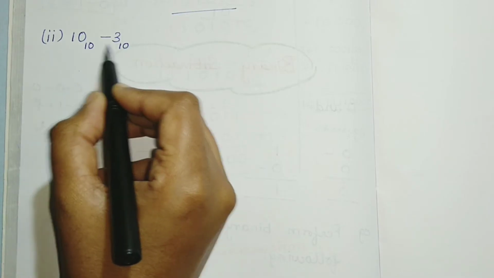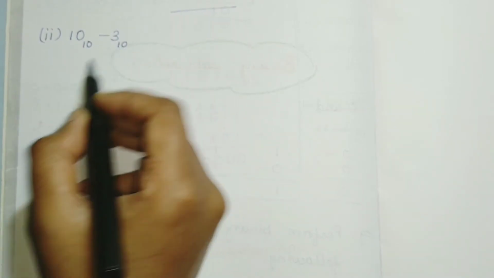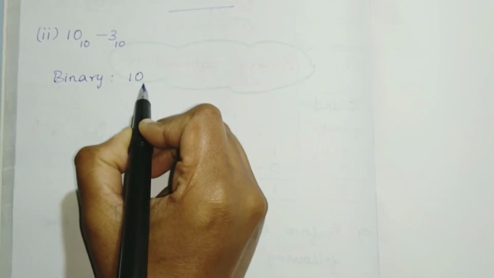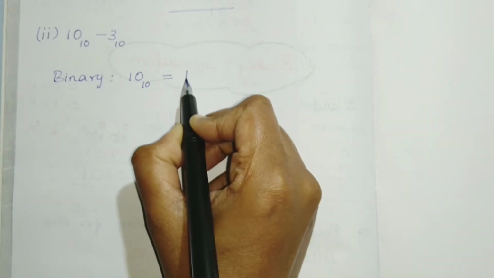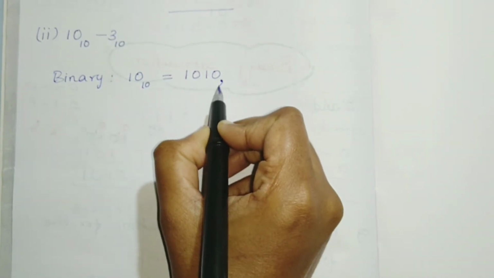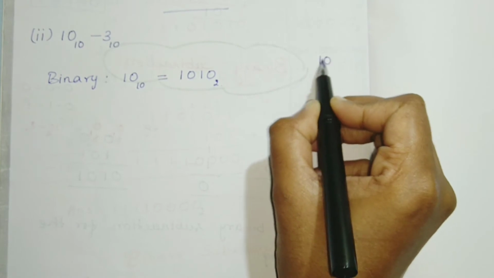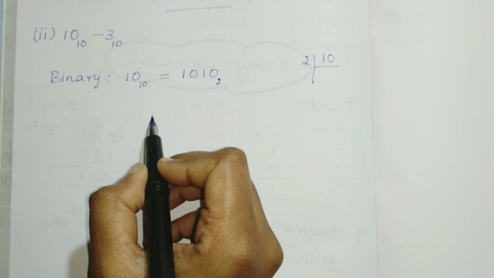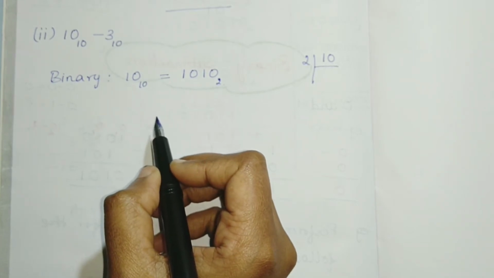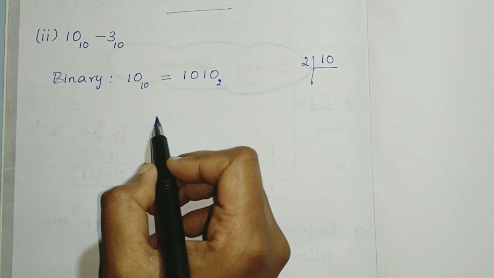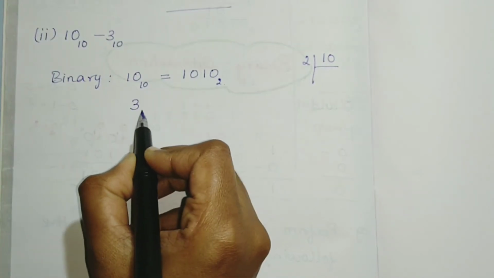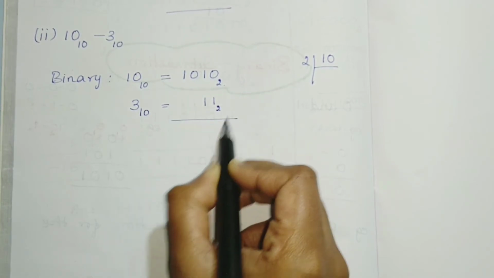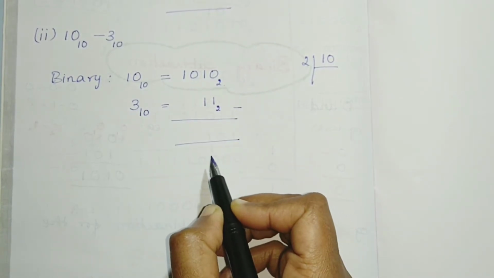And in the next model, we get two decimal numbers. We have to find the binary equivalents and then subtract both the numbers. The binary equivalent for 10 is 1010 base 2. Hope you remember the method, repeated division by 2. This method you have to use to find the binary equivalent of 10. And the binary equivalent for decimal number 3 is 11 base 2. Now subtract both the numbers.